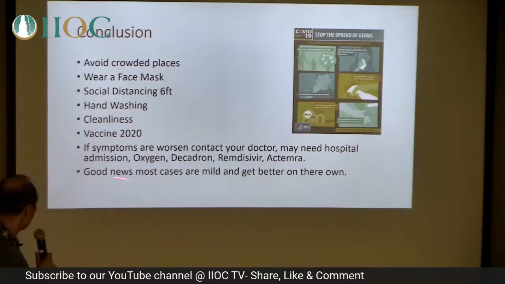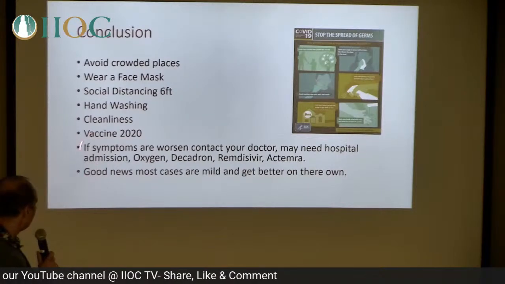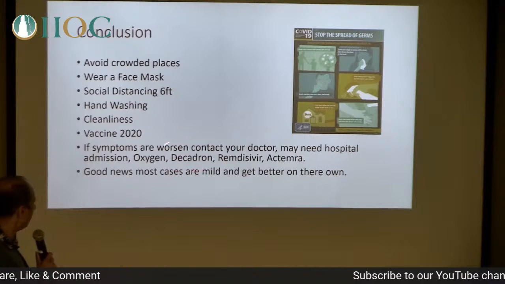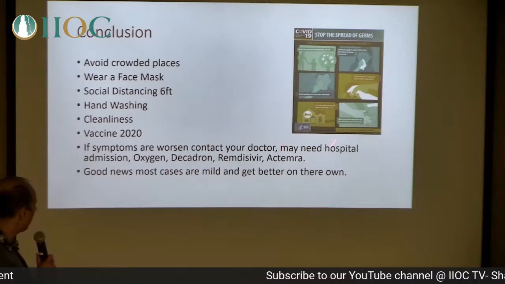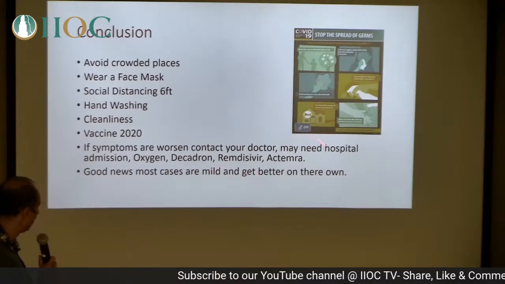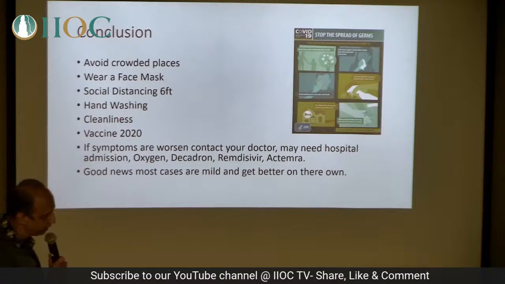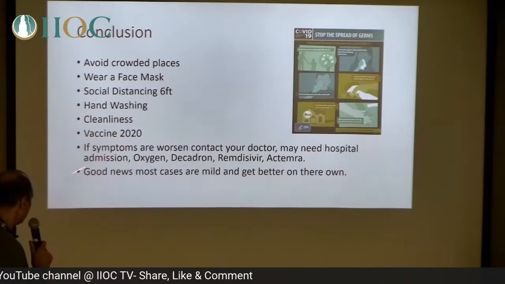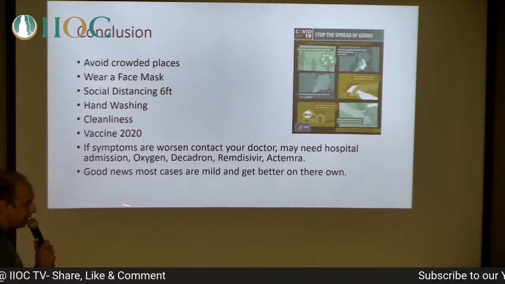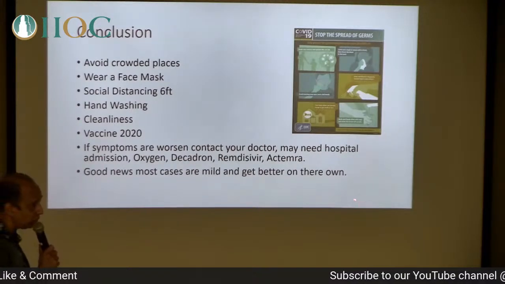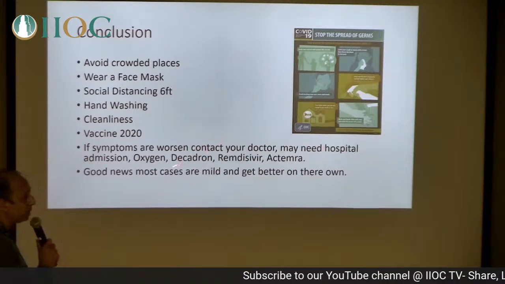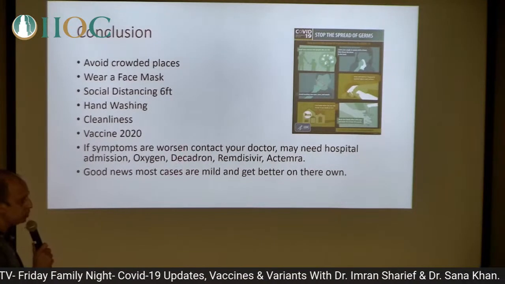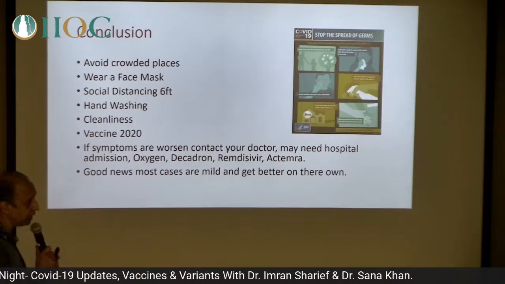In the hospital, oxygen is the most important treatment. Then Decadron, Remdesivir, Actemra, and a blood thinner, Lovenox. This is all in the hospital. As an outpatient, we can use monoclonal antibodies. The good news is most of the cases are mild and they get better on their own. But if you end up in the hospital, if you end up in the ICU, the chance of survival is 25% or less, especially if you're in the ICU.